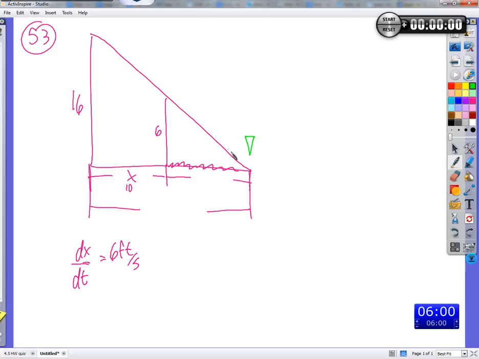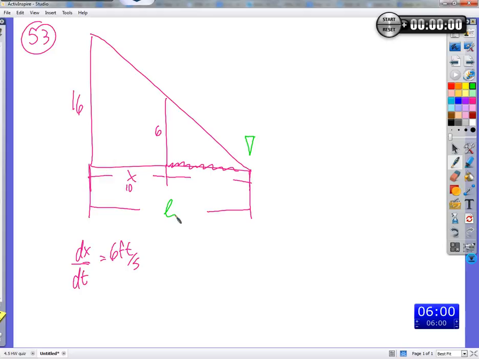But is this a measure? If I measured how fast this was changing, would that be measuring how fast this was moving? This is moving along a horizontal. Would it be the whole, from the lamppost to the tip of the shadow? It would. Okay.